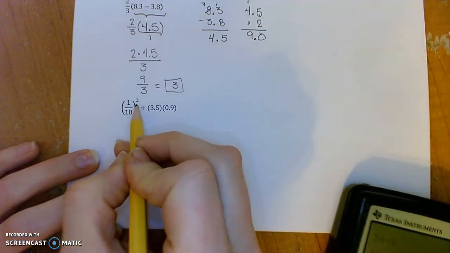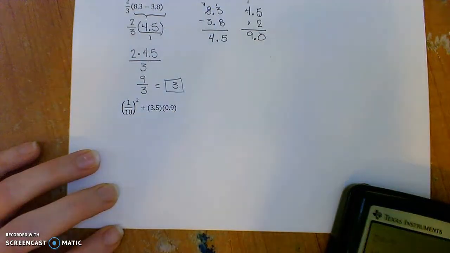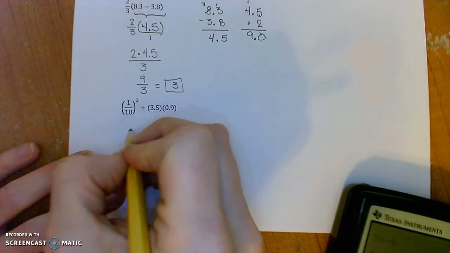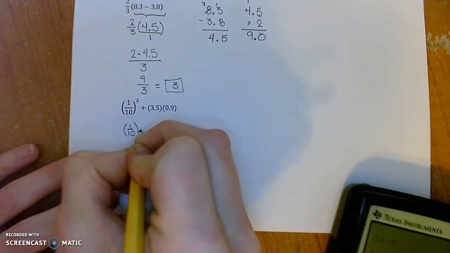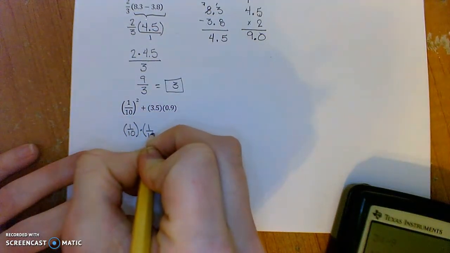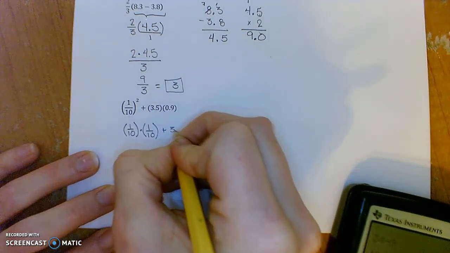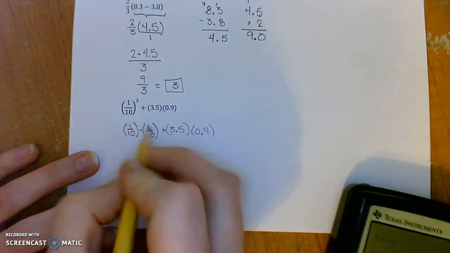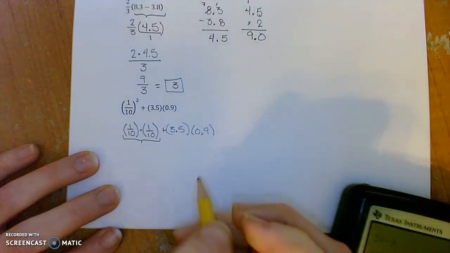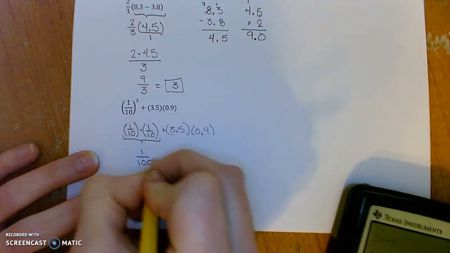So (1/10) squared. Remember the exponent we're going to do before any multiplication, division, addition, subtraction. So I'll multiply 1/10 times 1/10. So let's just write that down, what I mean by that. (1/10) squared is the same as 1/10 times 1/10. I'll write the rest of the problem down as well. Plus 3.5 times 0.9. So I'm going to do the square first. I'm going to multiply this by itself. So 1 times 1 is 1. 10 times 10 is 100.